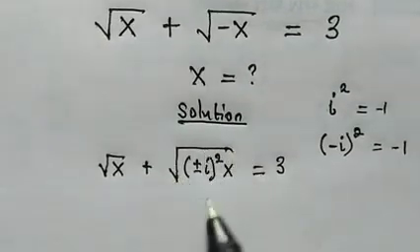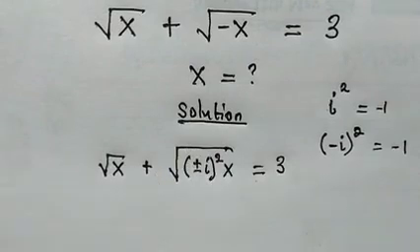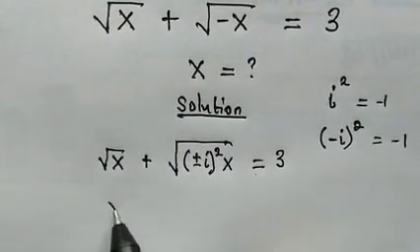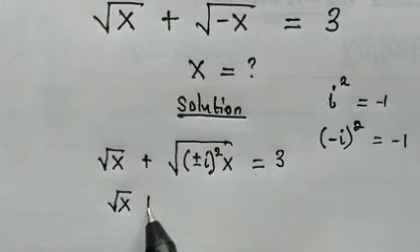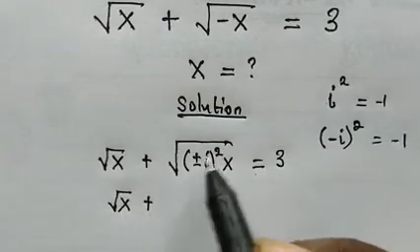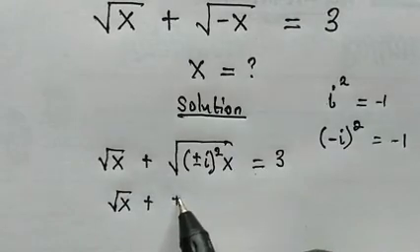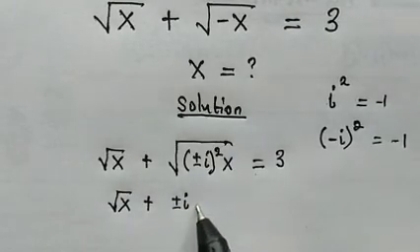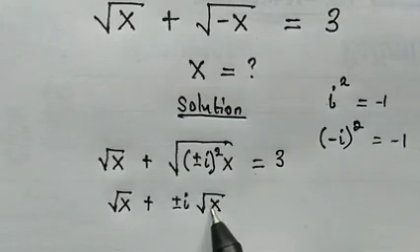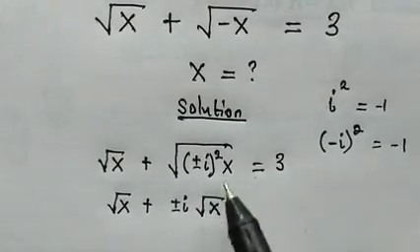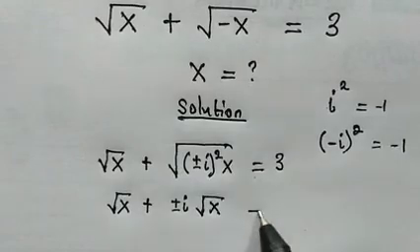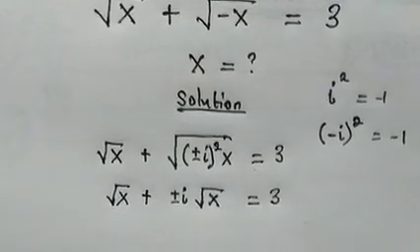Because radical is involved here, remember this square will cancel the square root, right? So here we have the square root of x, then plus, so if this square cancels square root, we have here plus or minus i multiplied by the square root of x. As we can see here, this x is under this root sign, so this will be equal to 3.